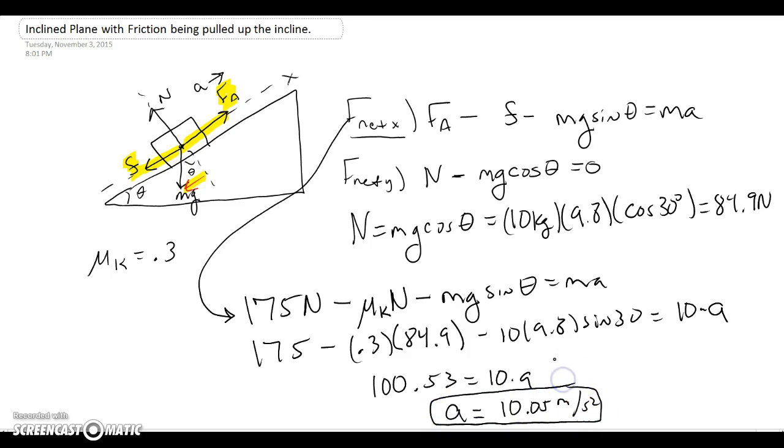That's a very large acceleration, so clearly these numbers are a little skewed, but the process is the same. Draw in your forces, write the F net x and the F net y equations, solve for normal force, and then continue to solve for your acceleration.